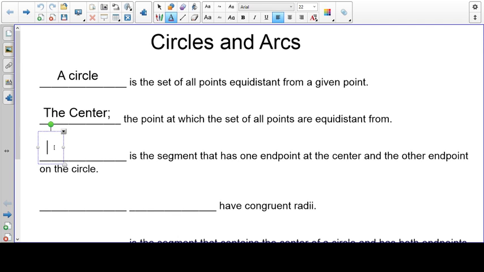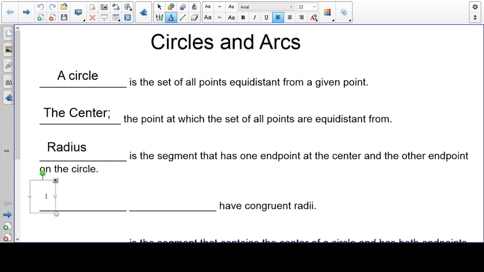Blank is the segment that has one endpoint at the center and the other endpoint on the circle. This is going to be the radius. So it's one of the pieces of being able to find distance. Remember, the radius is half of that.